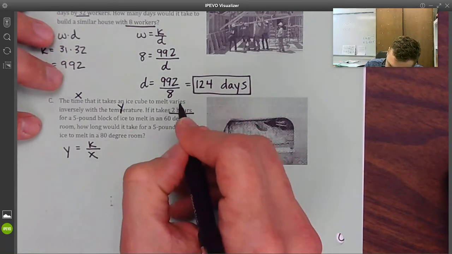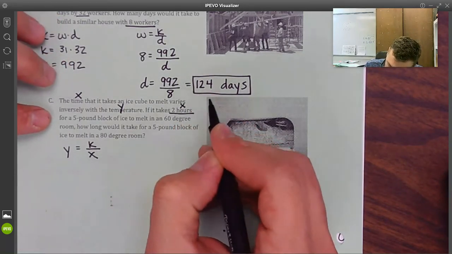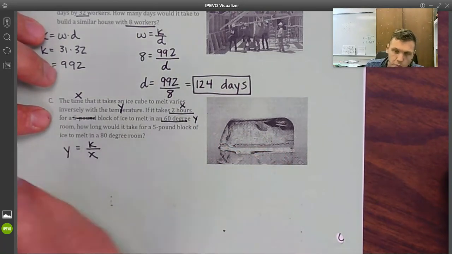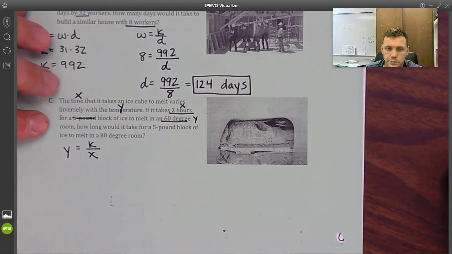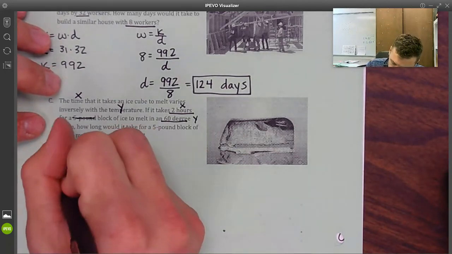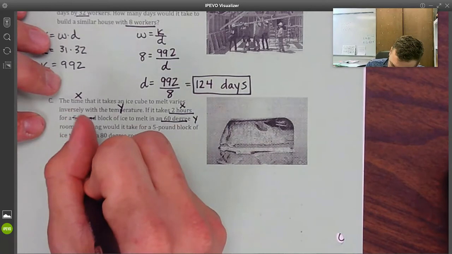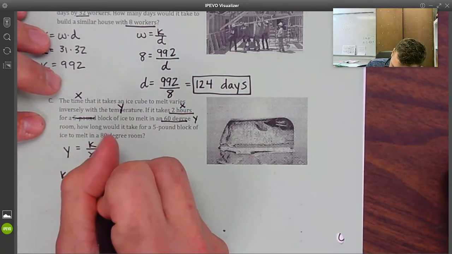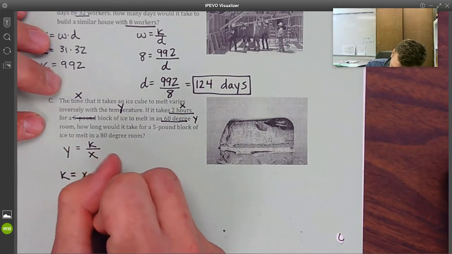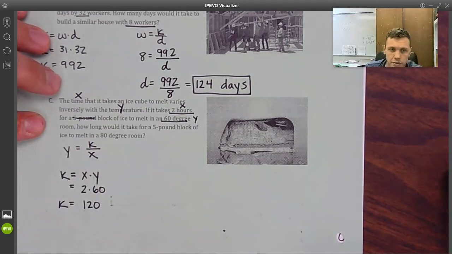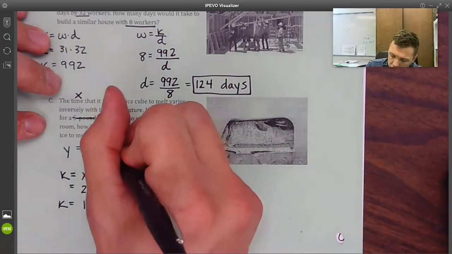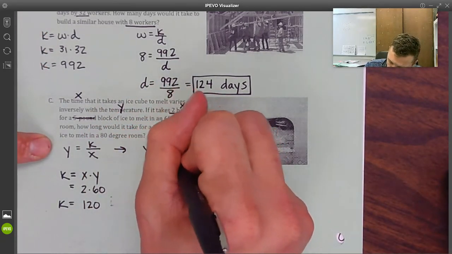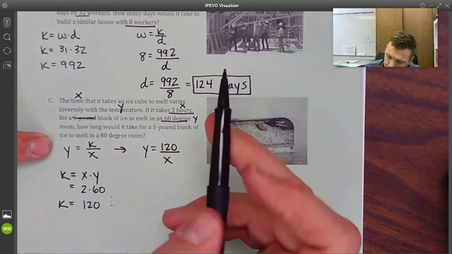so this right here is our time, and 60 degrees is our Y. This number is irrelevant. You don't need it. So our constant of variation is going to equal X times Y, which equals 2 times 60, which equals 120. So our equation is Y equals 120 over X.